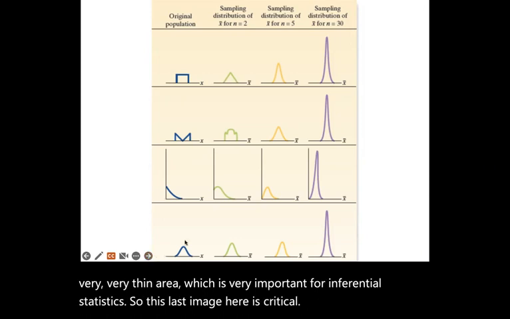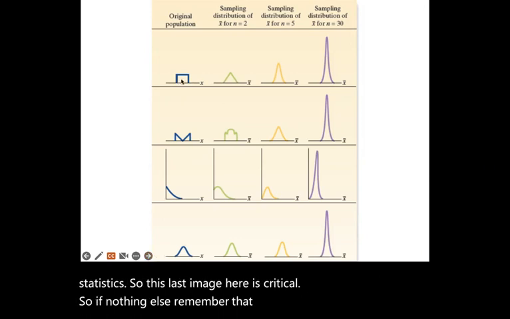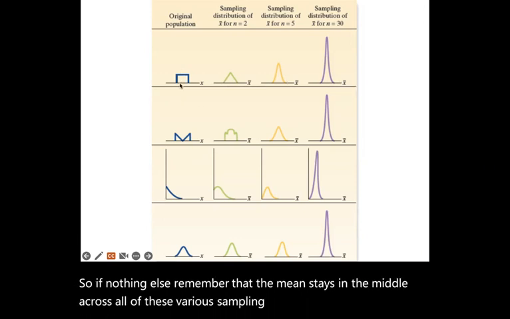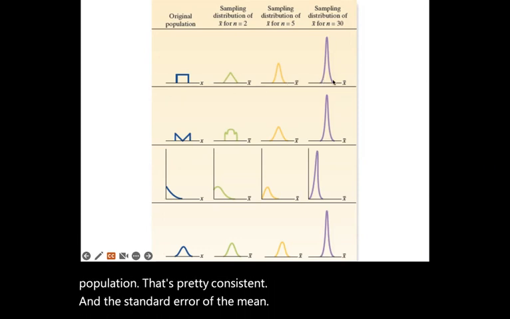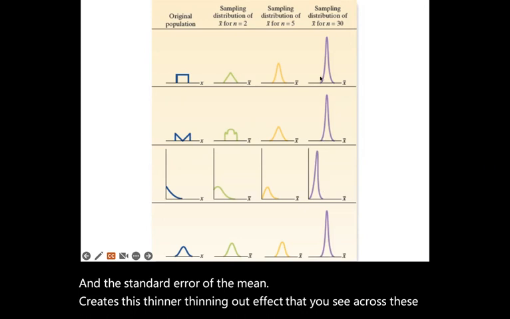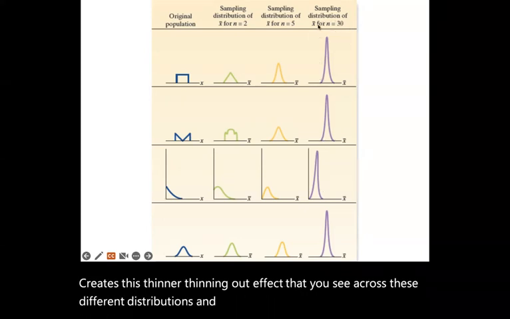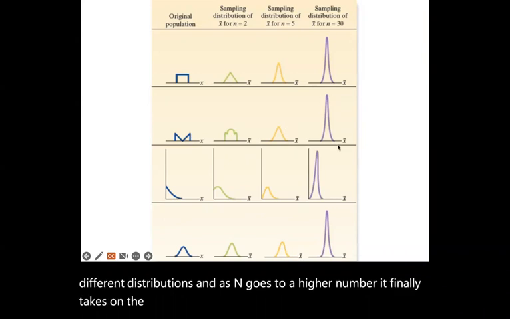So if nothing else, remember that the mean stays in the middle across all of these various sampling distributions and the population. That's pretty consistent. And the standard error of the mean creates the thinning out effect that you see across these different distributions. And as n goes to a higher number, it finally takes on the normal distribution curve shape as well.